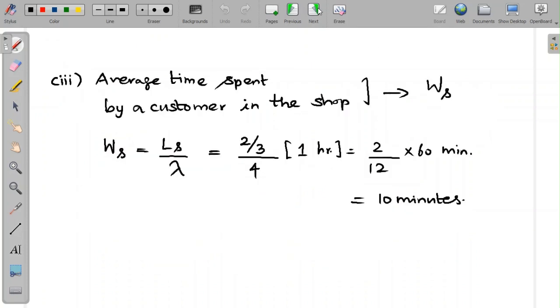And next we are supposed to determine the average time spent by a customer waiting in the shop. Waiting in the shop will include the time spent in the queue as well as the time taken to complete its service. So that's WS. WS is the ratio of LS to lambda. That's 2/3 upon 4. That's 2 by 12 of an hour, or 2 by 12 of 60 minutes. That's 10 minutes. So the average time spent by a customer in the shop is exactly 10 minutes.